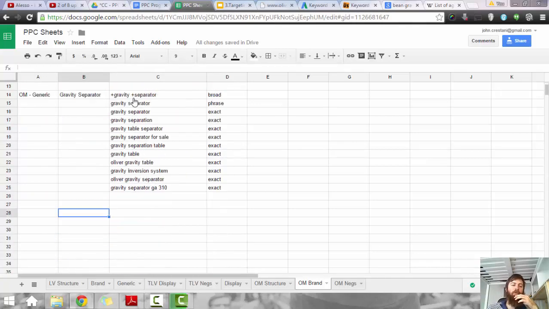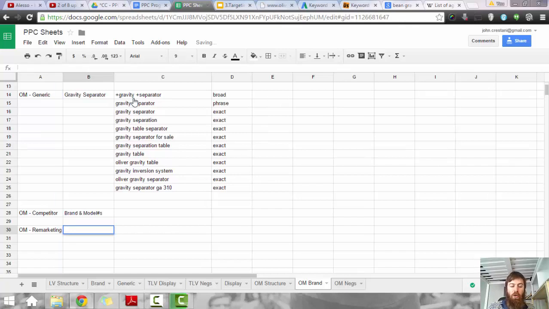Other stuff to note here, the remarketing obviously is going to be very big, so I would do a competitor campaign, and I'd say brand and model numbers. Then I'd also do the remarketing campaign. We'll go over it in a different section, but with a remarketing campaign, you're just targeting an audience.